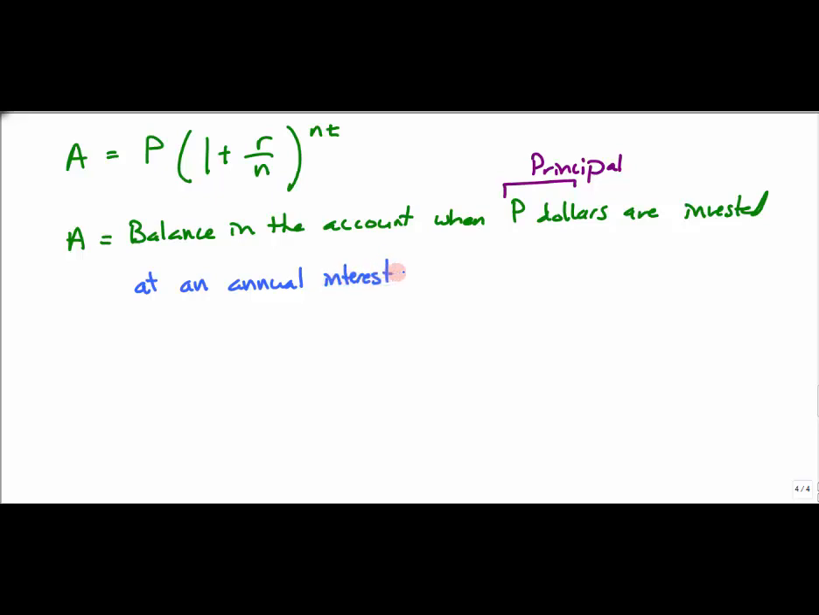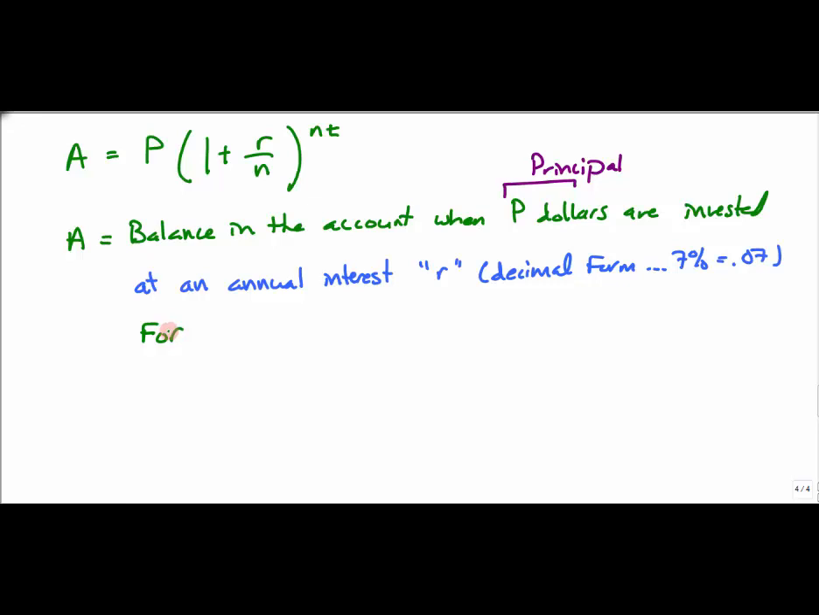Now this annual interest rate is R, and when we use R, we use a decimal form. So if I have 7% interest, I use 0.07, etc. Okay, so A is the balance in the account when P dollars are invested at an annual interest rate R that is in decimal form. Now we have a couple of other variables here: we have the variable t, and we also have the variable n.